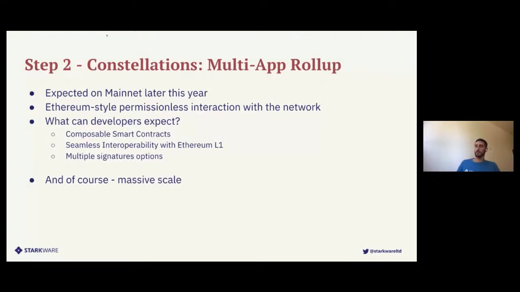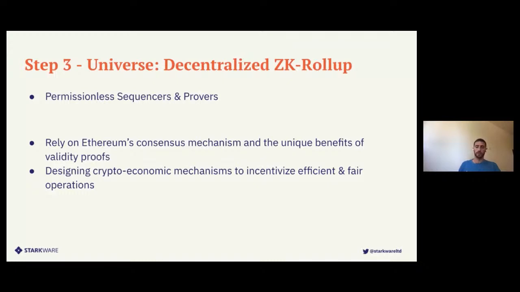So once we have this, the next step is to add the ability for both sequencers and provers to be permissionless. We want to do it without creating a new consensus mechanism. So our plan is to rely on the Ethereum consensus mechanism, and also the fact that we're using validity proofs, in order to allow these leader election mechanisms to operate very well. And we'll also design crypto economic mechanisms that will allow this network to start operating on its own, and also incentivize efficient and fair operation of the network.